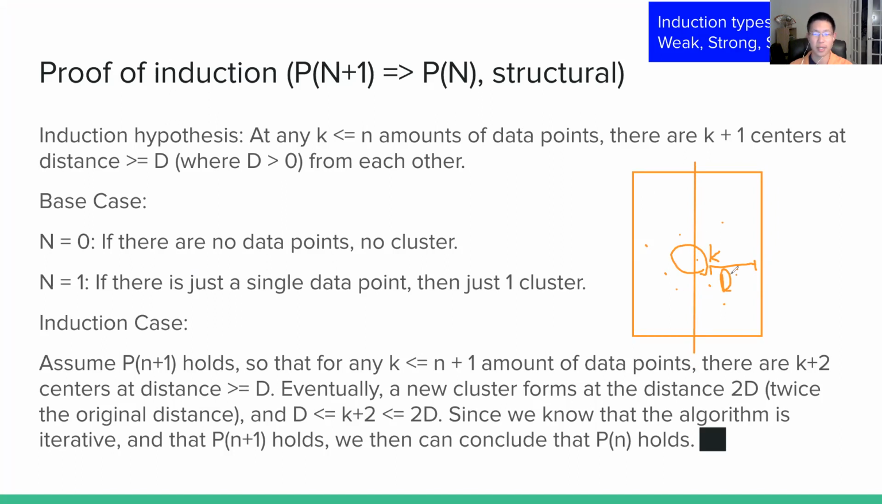So the base case is pretty simple. If you have no points, you have nothing. You have a blank space, no cluster. If you have only a single point, you just have 1 cluster.